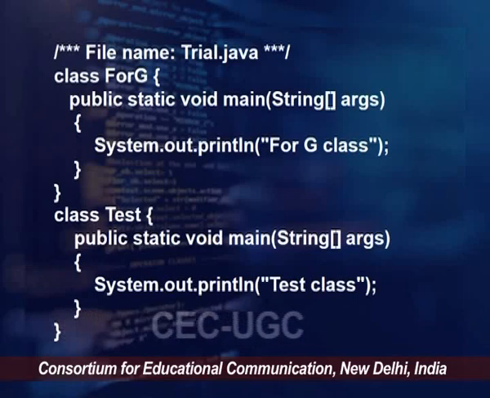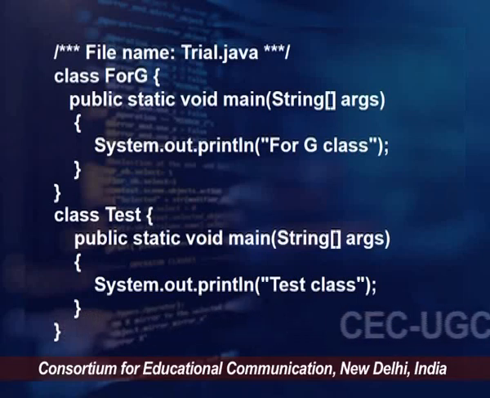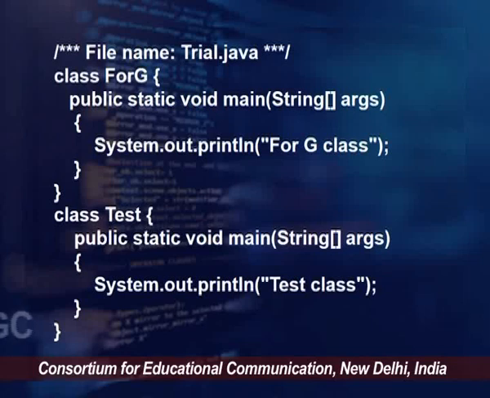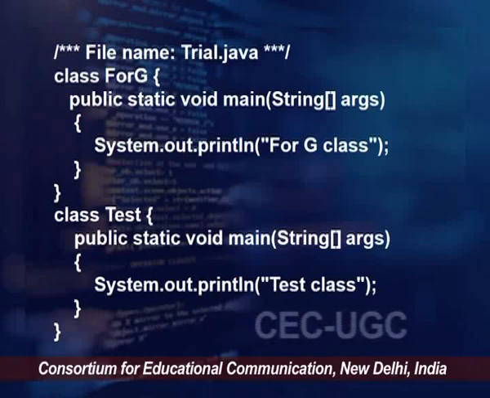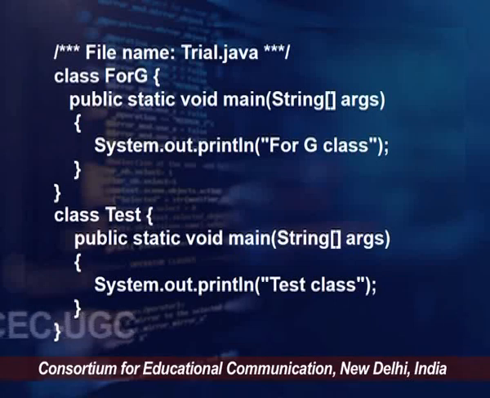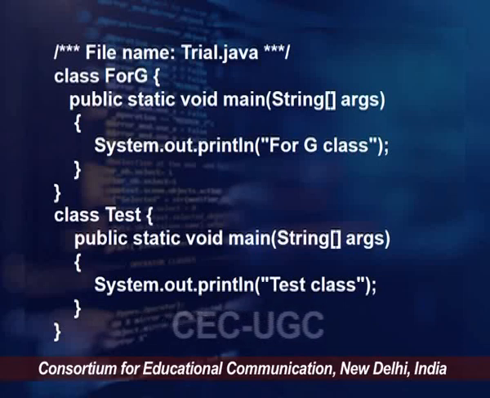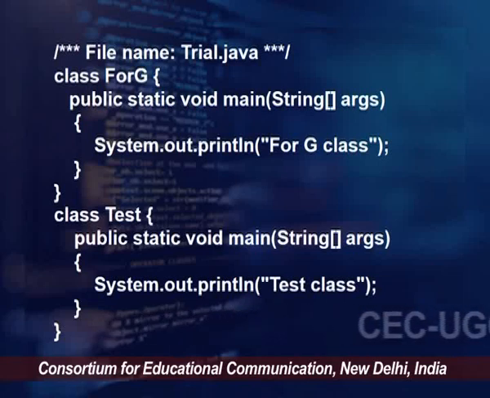So the two classes will be there, and both of them can be executed because both have their own main function. We can say java ForG to execute the class ForG, and java Test to execute whatever code is written inside the Test class. So yes, within a particular Java file you can have more than one main function under different classes.